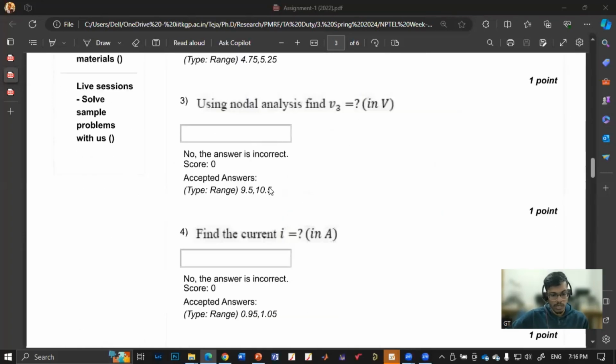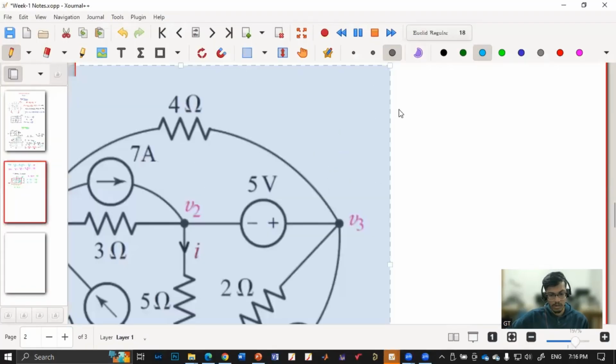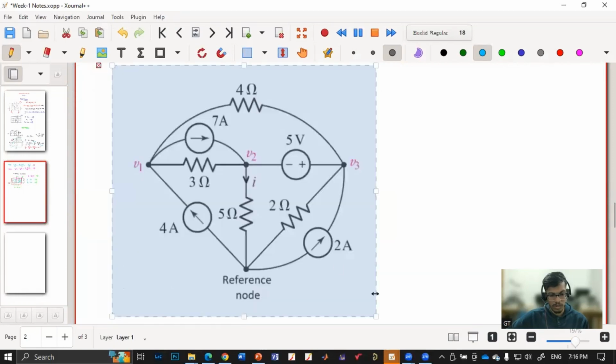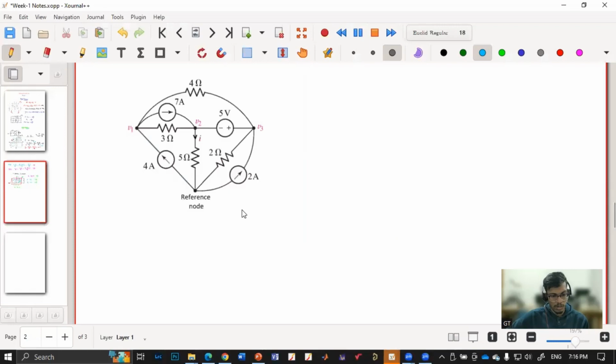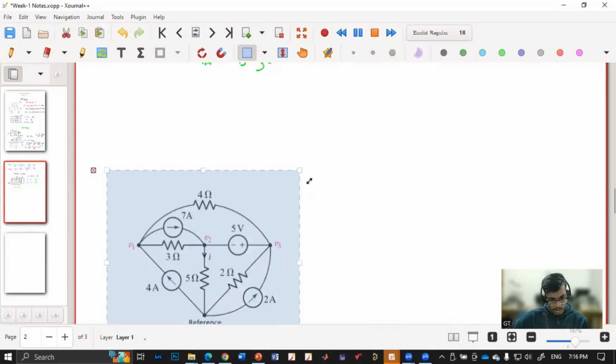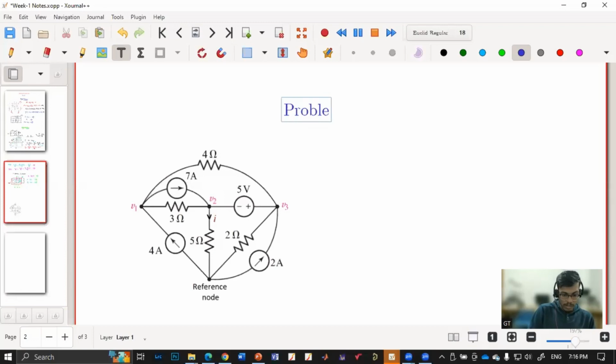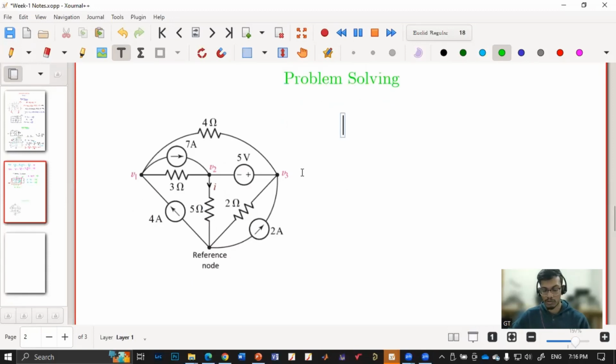So how many unknowns are there in this question? Are you able to see? Or maybe I will assume it's 3 unknowns. 3 unknowns, right? So how many equations do we need? 3. Yes. So we need to get 3 equations so that we can solve them and get the values of V1, V2, V3.